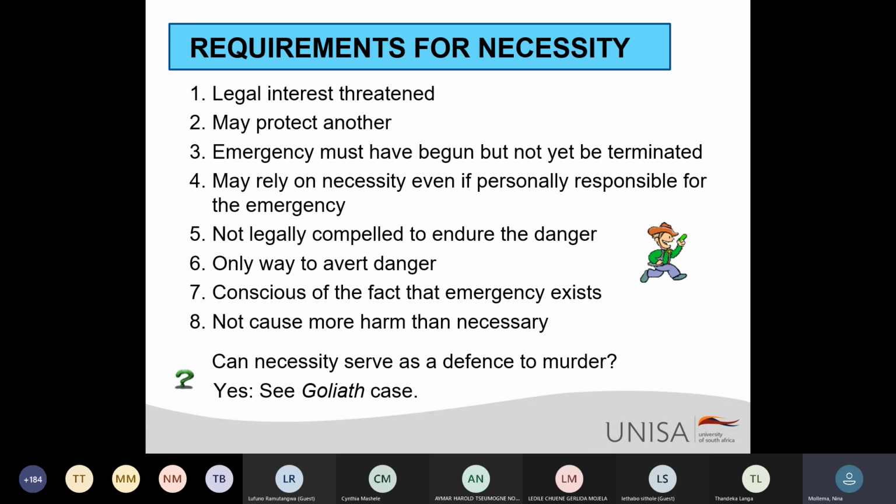And the court decided that he may rely on necessity, because in these types of circumstances where you are fearing for your own life, where you think that these people are going to kill you if you don't do something to save your own life, necessity can work as a defense. Why? Because in these types of circumstances, I mean, there were more than 300 striking workers with knobkerries.